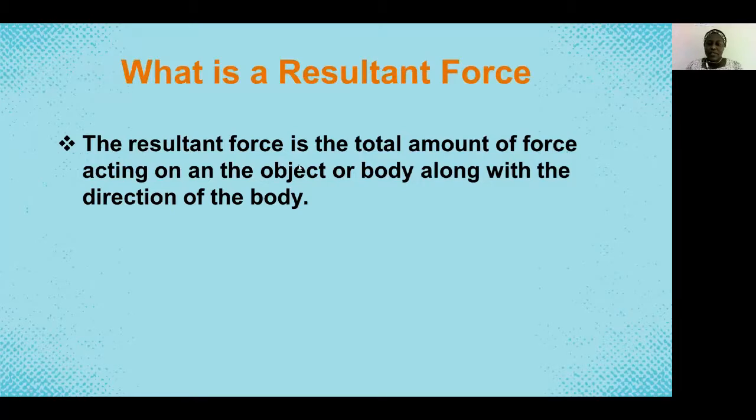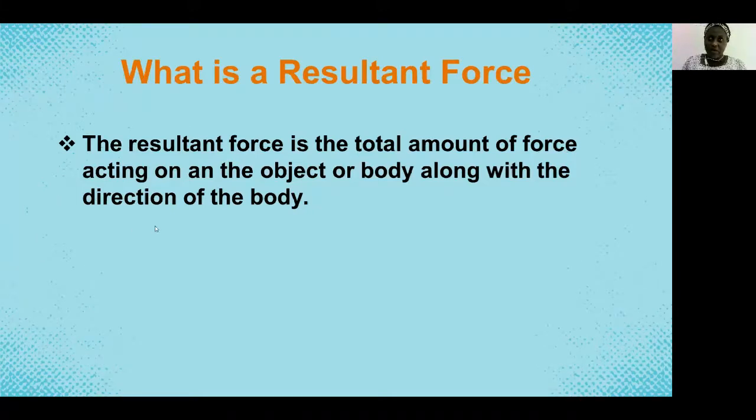The resultant force is the total amount of force acting on an object or a body along with the direction of the body. We have not said opposite, no, along with. If you are acting your force from here, the direction of your object should move towards that direction. It should not move in the opposite direction, along.